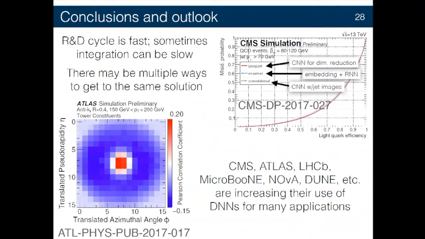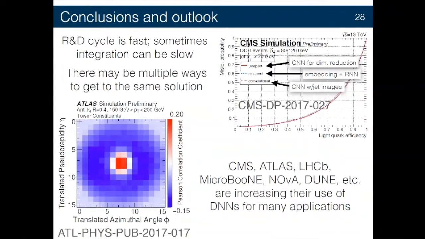First, the R&D cycle is very fast. Many of you in the room have probably run Keras and are able to train a neural network, so that cycle can be very fast. But then getting it to work in practice in the big experiments of many thousand people can be a little slow. That's OK. It does take some time, and I'm glad we're having these conferences and these discussions to really push the field forward. But it's also good to note there are multiple ways to get to the same solution.